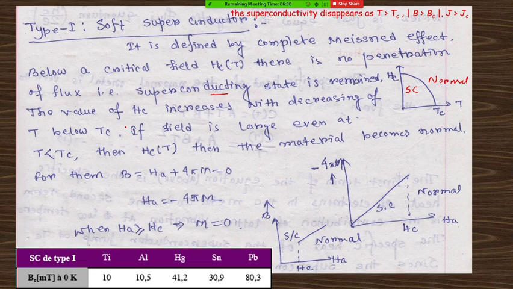And the value of HC increases with decreasing T below Tc, which we already discussed previously: if we decrease the temperature, the HC will increase. If we put B equal to this, if we put V equals to 0, then the nature of the curve will be like that. If we increase the magnetic field, this will be like that. This is the result for HC for different materials, you can see here.